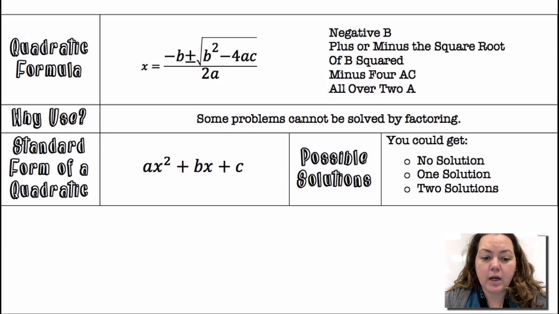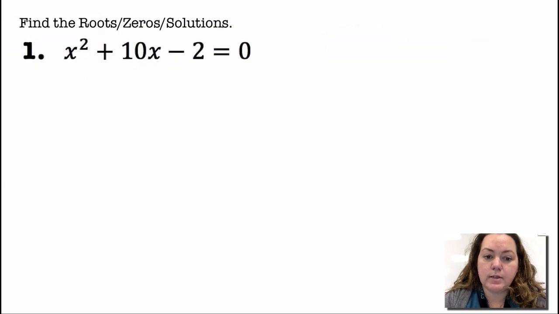Standard form of a quadratic is ax squared plus bx plus c. You want to put it in that form so that you can identify what number is a, what number is b, what number is c, and then you can plug it into the formula. Possible solutions: you could get one solution, two solutions, or no solution. No solution is if you end up with a negative under the square root.